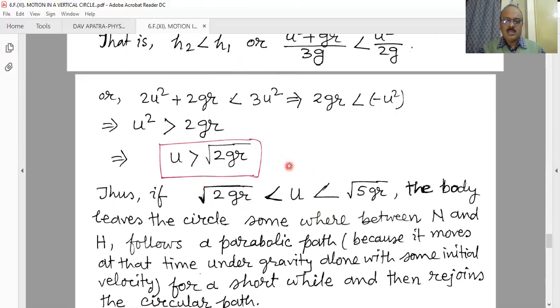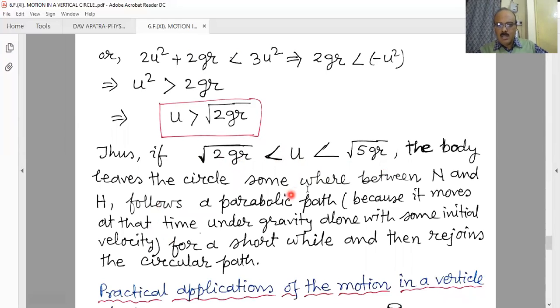There will be no oscillations. It will move in the circular path. And when u is less than root over 2gr, then it will oscillate. But when u will be between root over 2gr and root over 5gr, the body leaves the circular path somewhere between the two points, follows a parabolic path, because it moves at that time under gravity alone with some initial velocity for a short while, and then rejoins the circular path.